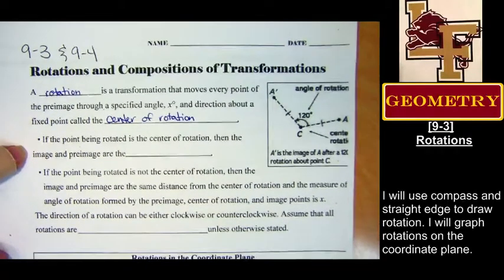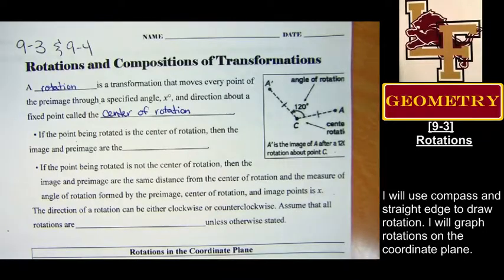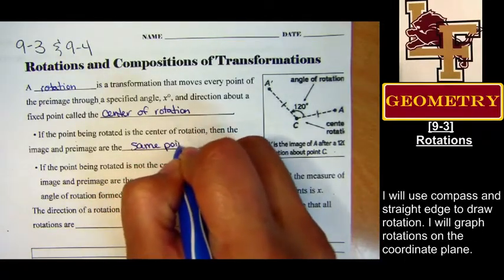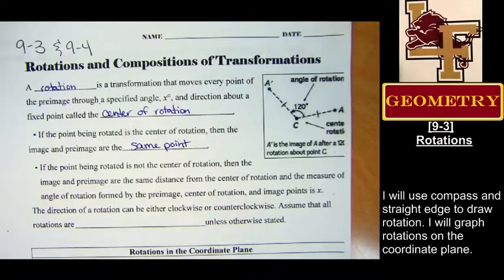If the point that you are trying to rotate is located on the center of rotation, then it's the same point as its image. It doesn't move. There's nothing to do. It's just like when we had a point on that line of reflection, how we didn't do anything. Same idea.